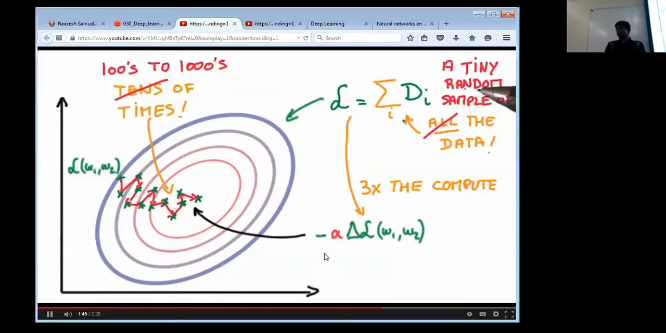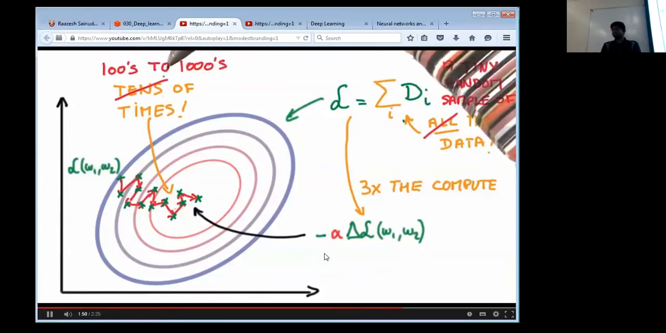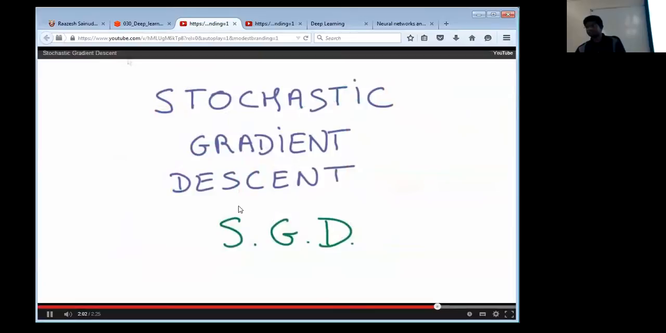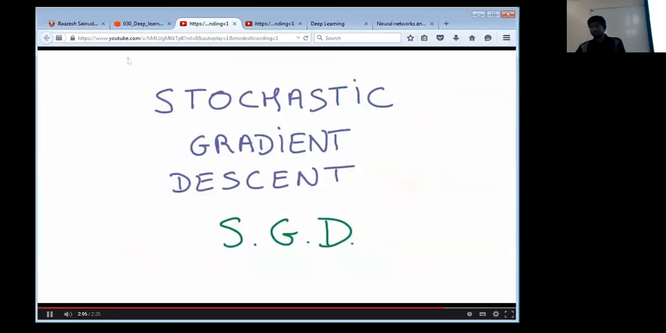So each step is a lot cheaper to compute, but we pay a price. We have to take many more smaller steps instead of one large step. On balance, though, we win by a lot. In fact, as you'll see in the assignments, doing this is vastly more efficient than doing gradient descent.